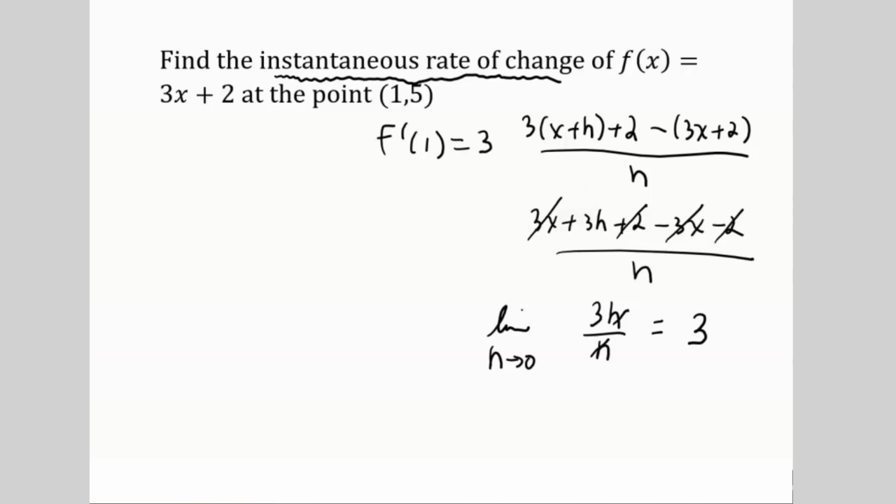Now when you think about it, we have a linear equation, 3x plus 2. In a linear equation, the tangent line is going to be right on top of the secant line. So in any linear equation, your derivative is always going to equal the slope value in the linear equation. Okay?